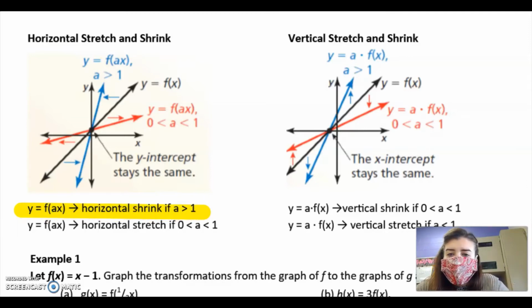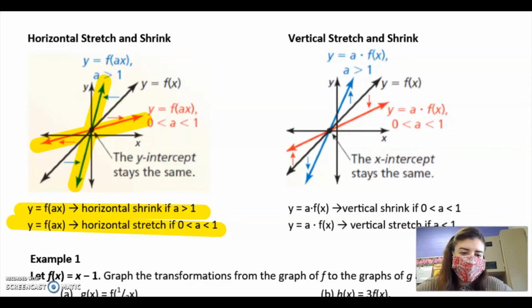Horizontal shrink gets closer to the y-axis. That's right here. Look how close that line is to the y-axis. That's a shrink. And then we have a stretch. Look at this red line. Look how much further this arrow is from the y-axis. That's why it stretches away.